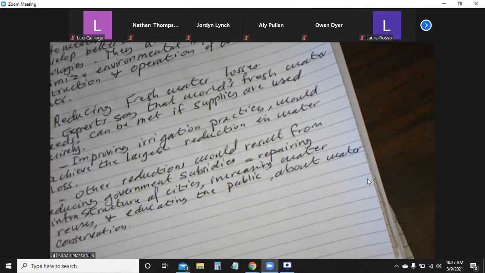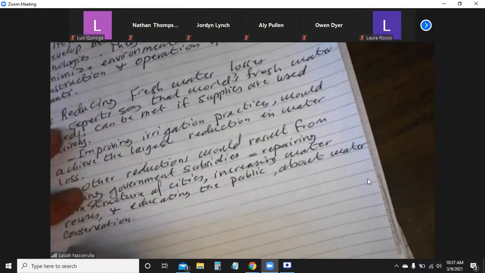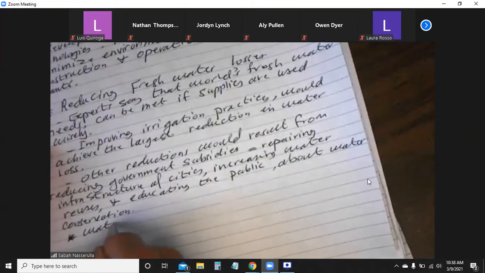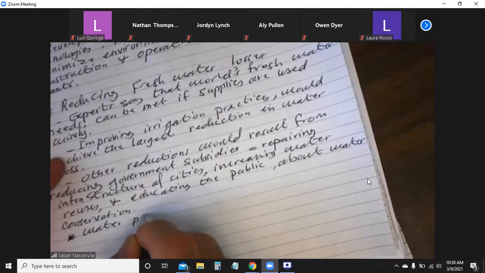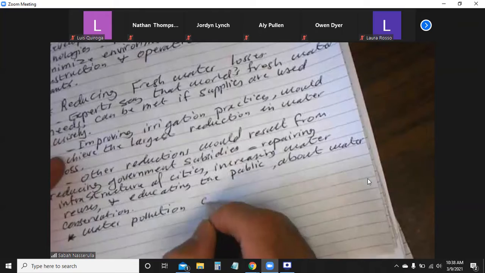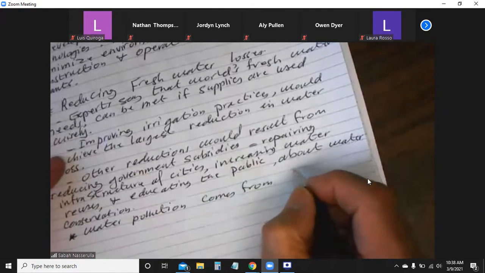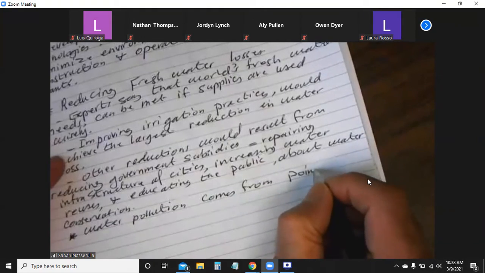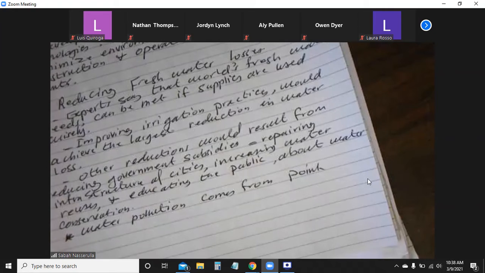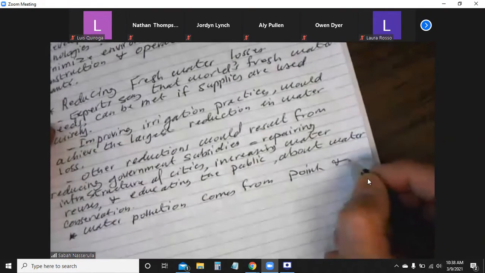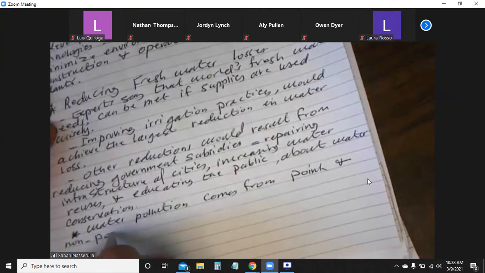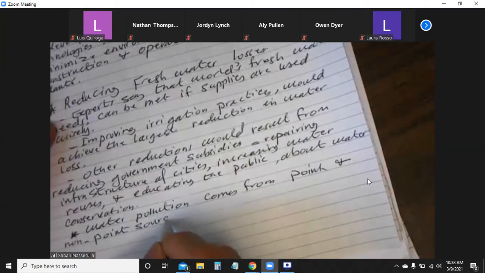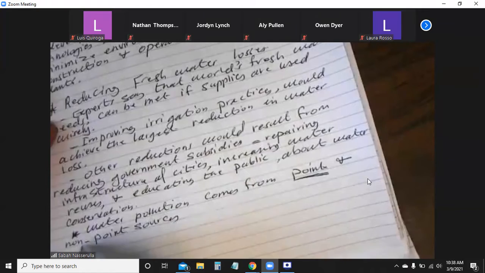Now we come to the pollution of the water. Of course, we have what is known as point source pollution and non-point source pollution. To mention this point as a separate thing, water pollution comes from point and non-point sources.